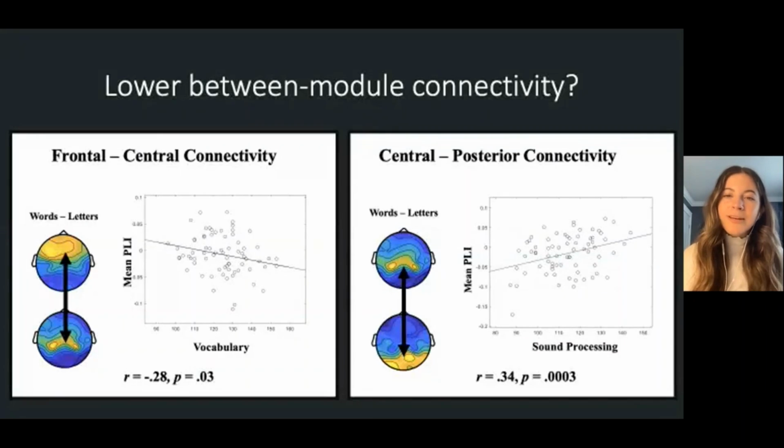In relation to our third prediction, we believe that as children's reading-related skills develop, we'd see lower between-module connectivity in our word-specific network. In fact, if you take a look to the left-hand side of the screen, we found that children with higher vocabulary ability show less connectivity between frontal and central modules. However, if you take a look to the right-hand side of the screen, we see the reverse pattern, in that children with higher sound processing ability show more connectivity between central and posterior modules.